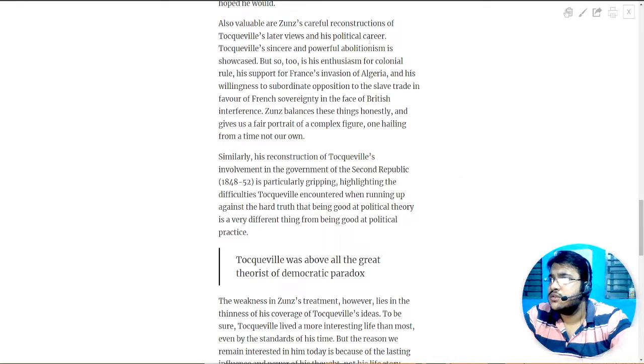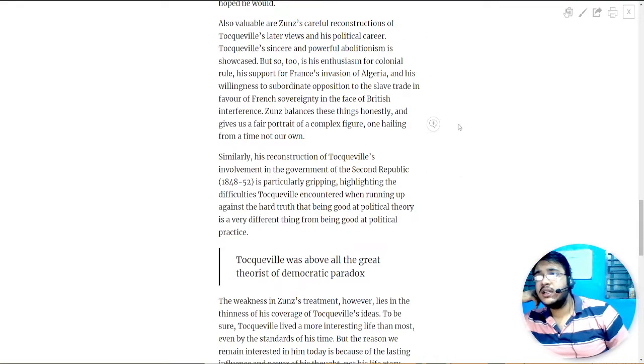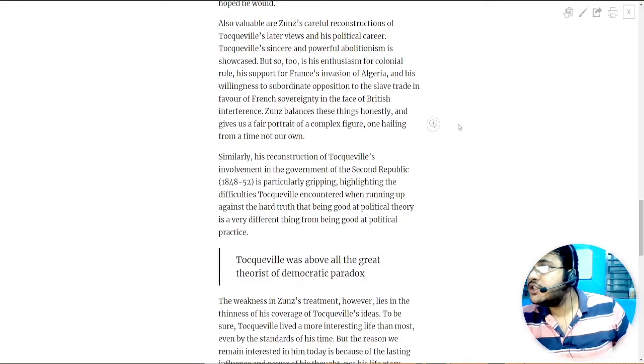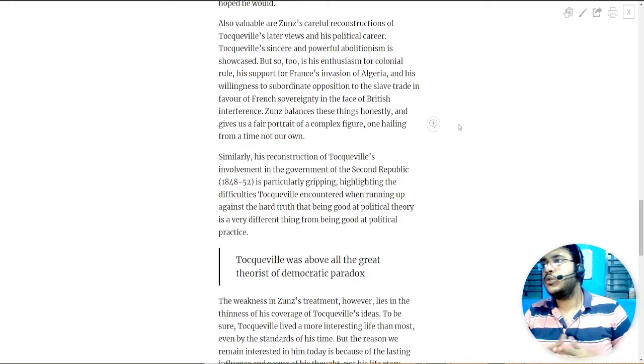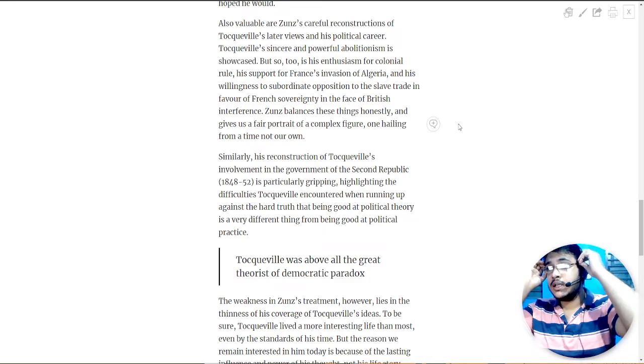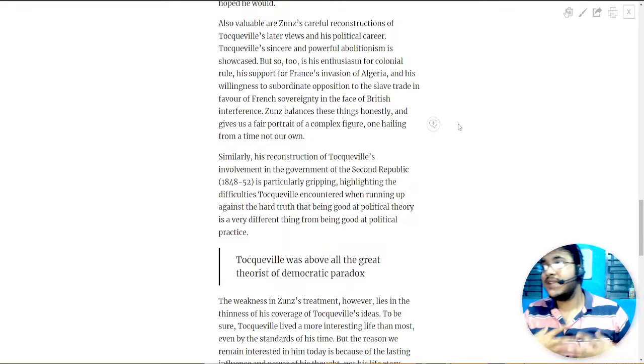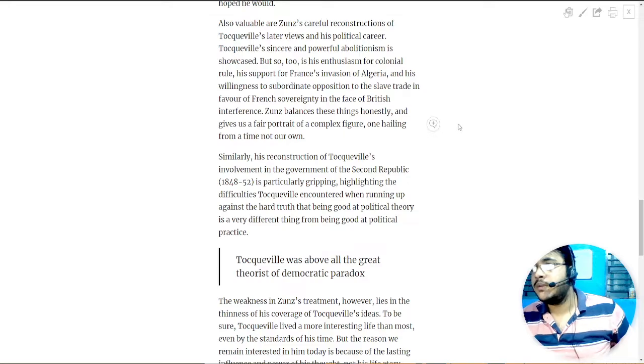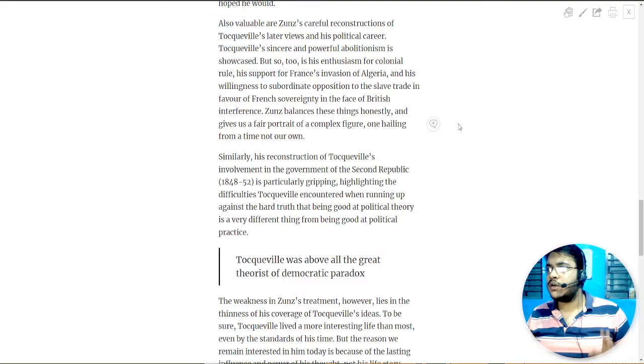Also valuable are Zunz's careful reconstruction of Tocqueville's later views on his political career. Tocqueville's sincere and powerful abolitionism is showcased, but so too is his enthusiasm about colonial rule. Oliver Zunz basically talks about Tocqueville's enthusiasm for colonial rule, in his support for France's invasion of Algeria and his willingness to subordinate opposition to the slave trade to French sovereignty in the face of British interference. Zunz balances these things honestly and gives us a fair portrait of a complex figure, one hailing from a time not our own.